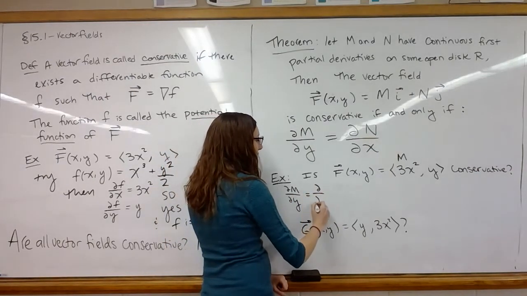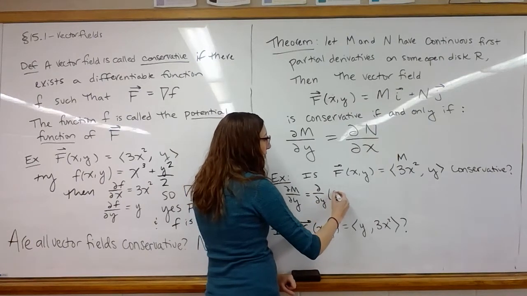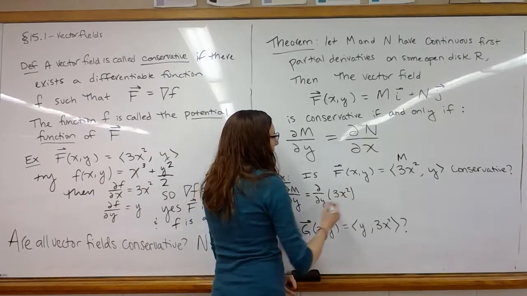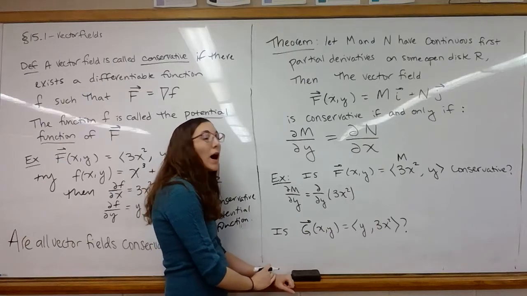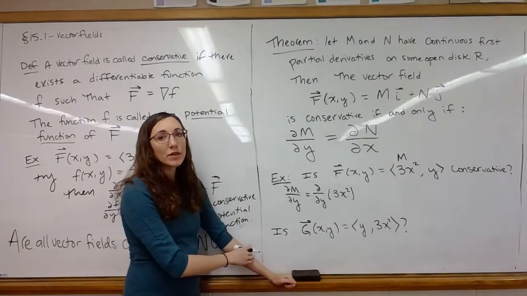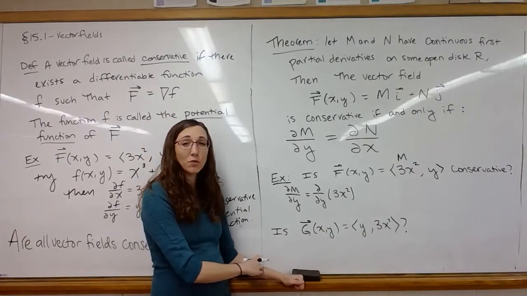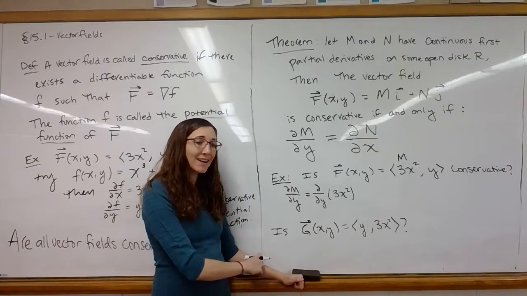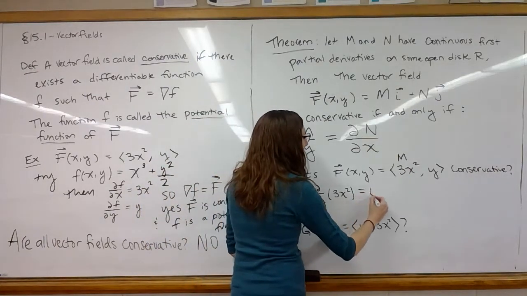So we're taking the partial with respect to y of 3x squared. Now, if we think about that, well, there are no y's in that expression, so therefore the partial derivative with respect to y, we're really just differentiating a constant, so it's 0.